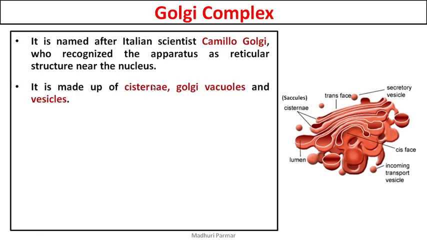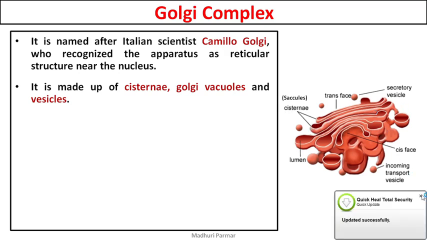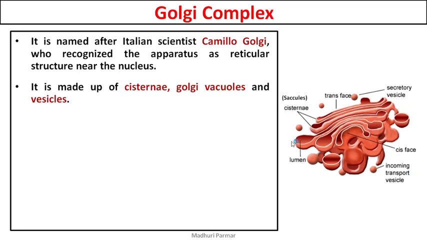It is made up of cisternae. Again, this term is common; we have already studied it in endoplasmic reticulum as well. But here also, when you see the structure of Golgi complex, you find similar cisternae. These single membraned tubes or canals are called cisternae. So Golgi complex is made up of cisternae plus Golgi vacuoles.